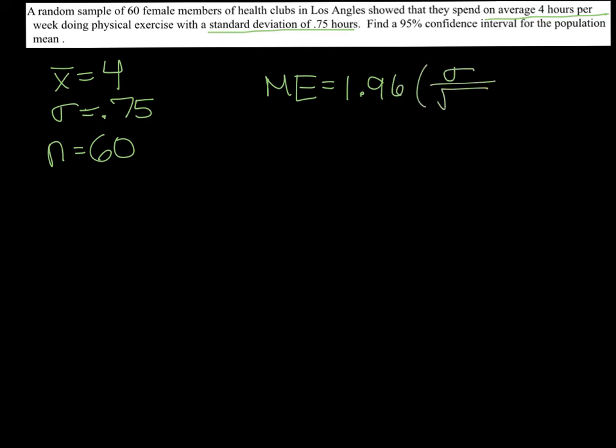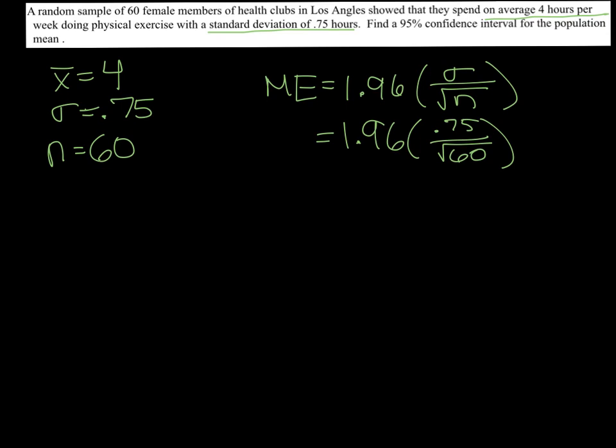They spend on average 4 hours per week, so my average is going to be 4 hours per week. The number of people in the random sample is 60, so n is 60. And we want to find a 95% confidence interval. So in order to do that, we need to know our margin of error. So 1.96 times the standard deviation over the square root of the number of people, in this case, number of female members. So this is 1.96 times standard deviation is 0.75 over the square root of 60.